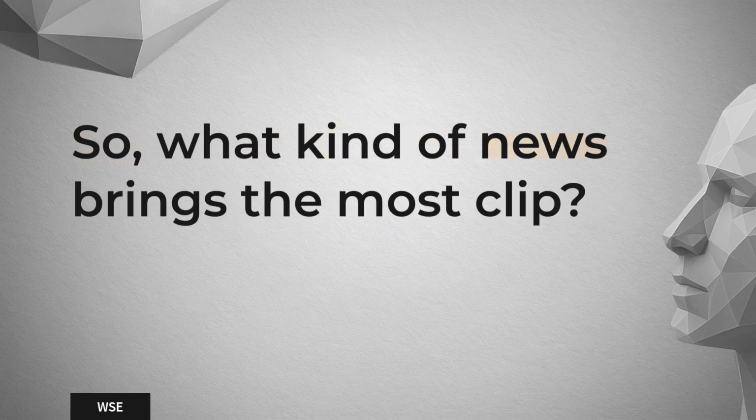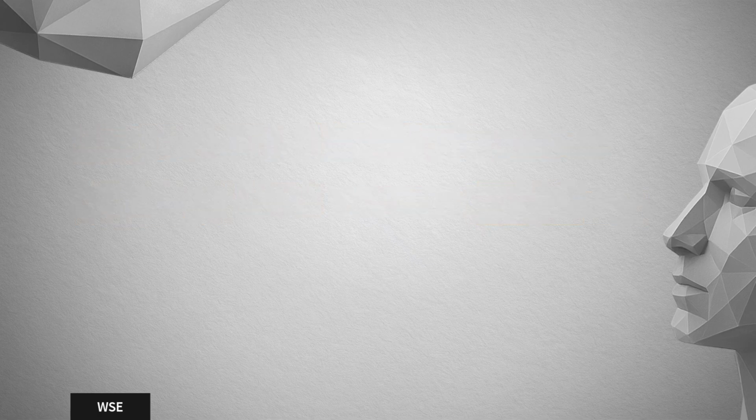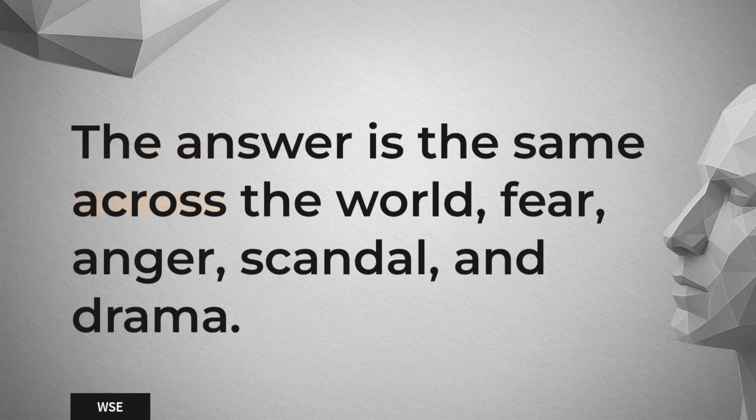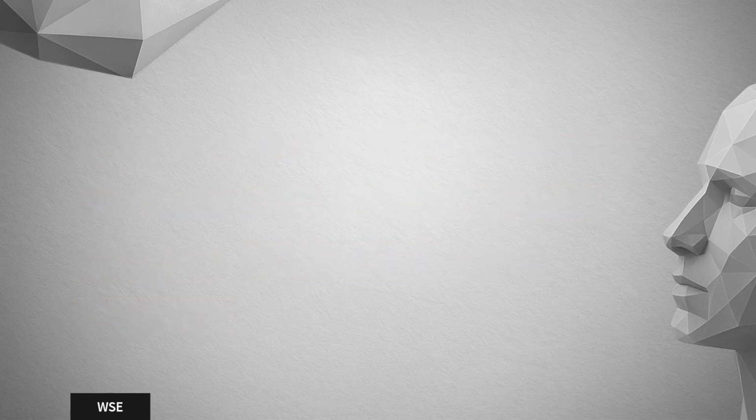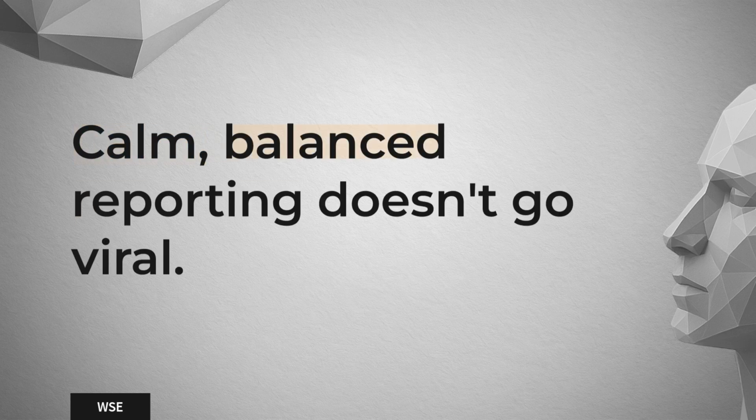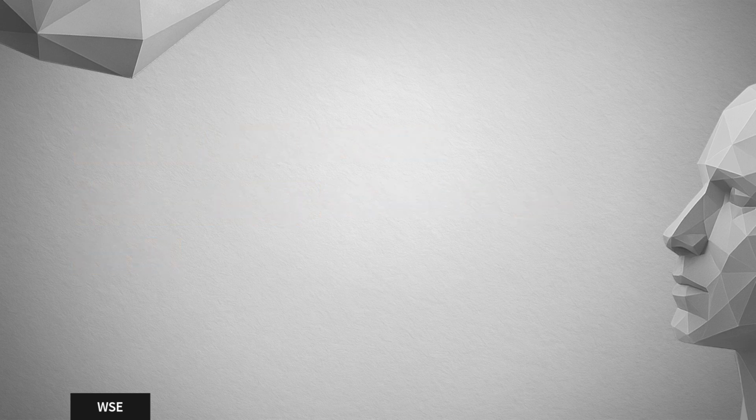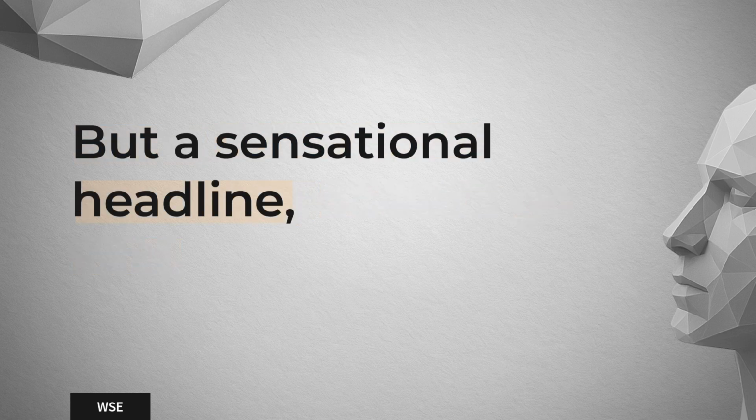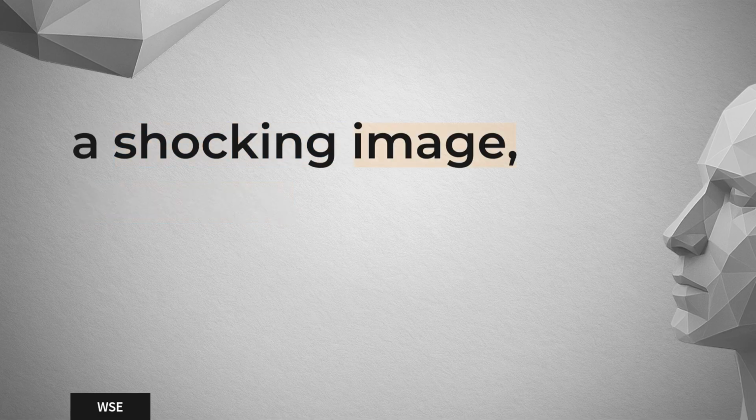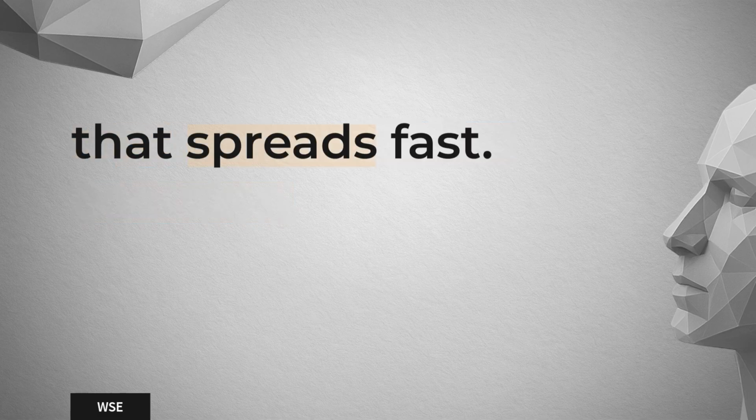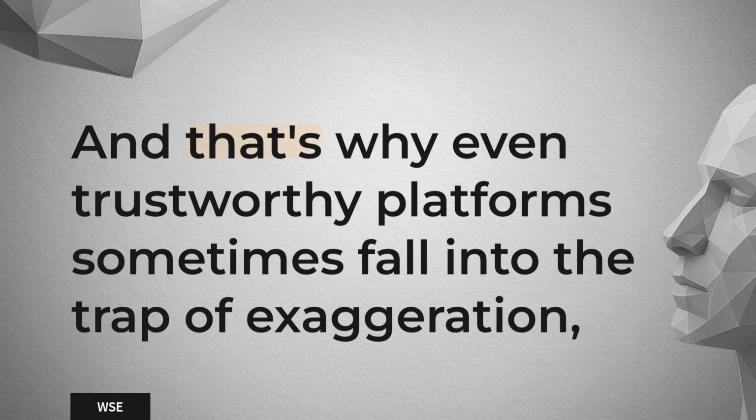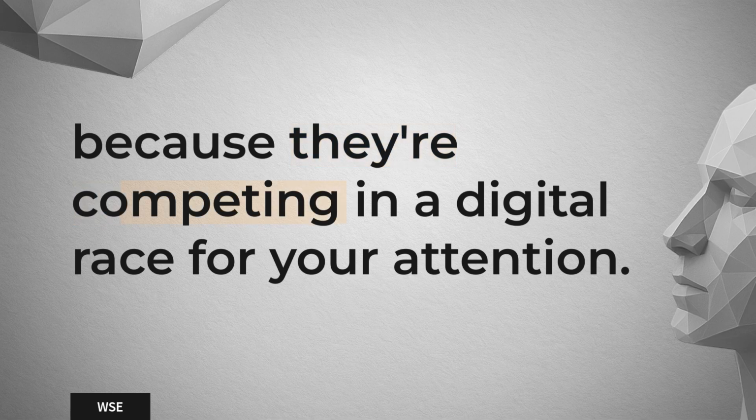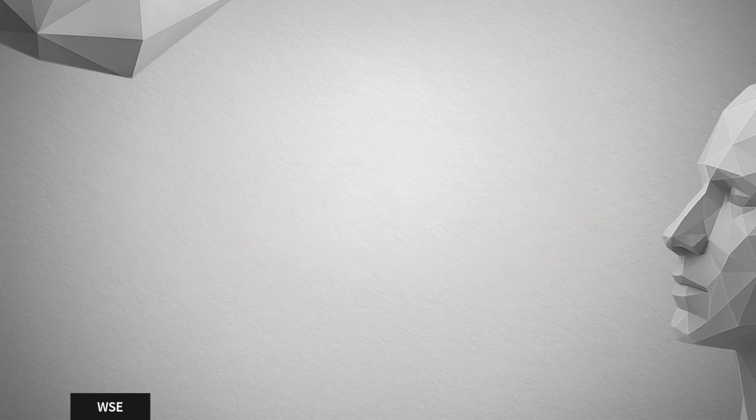So, what kind of news brings the most clicks? The answer is the same across the world: fear, anger, scandal, and drama. Calm, balanced reporting doesn't go viral. But a sensational headline? A shocking image? That spreads fast. And that's why even trustworthy platforms sometimes fall into the trap of exaggeration, because they're competing in a digital race for your attention.